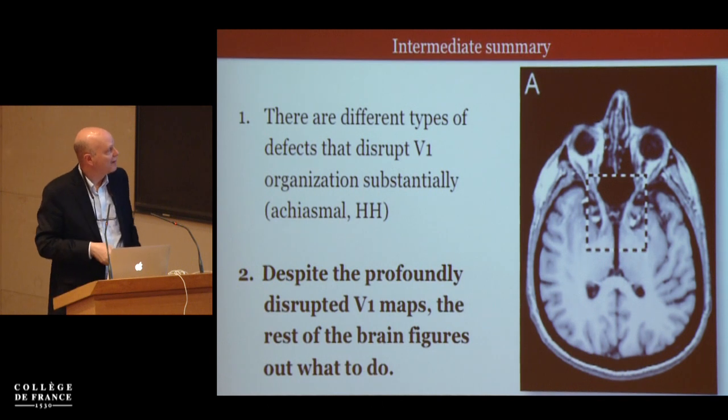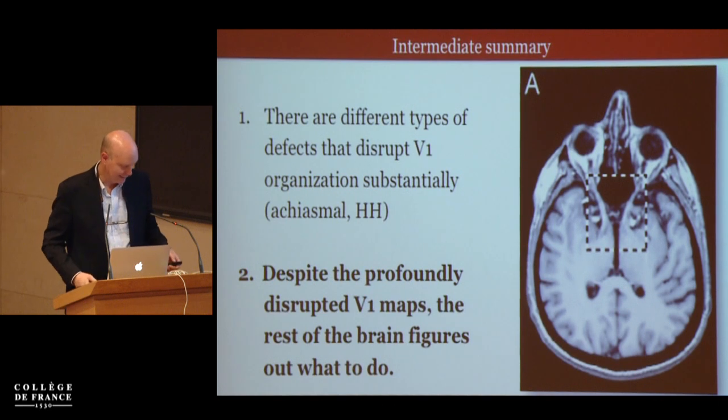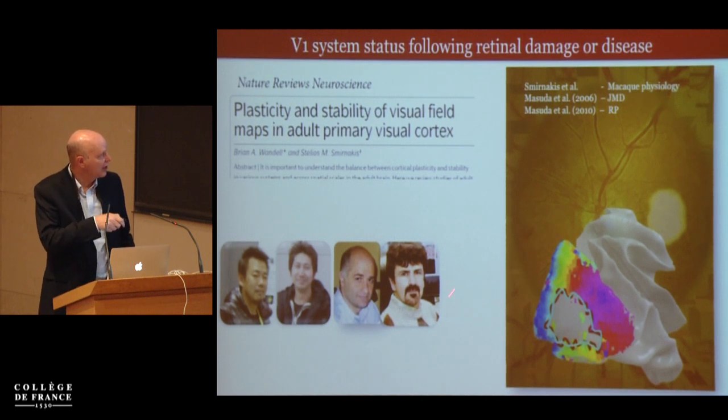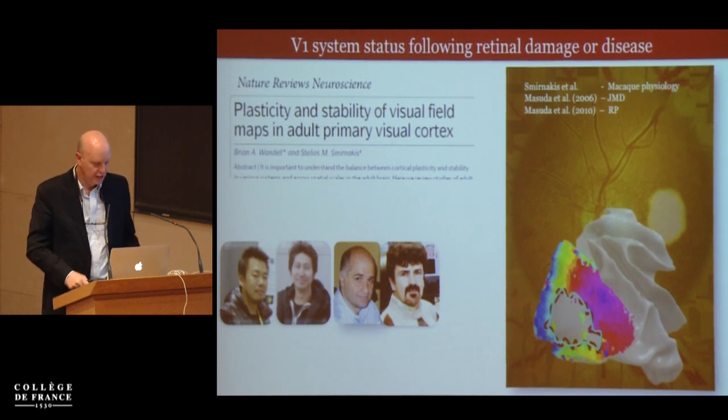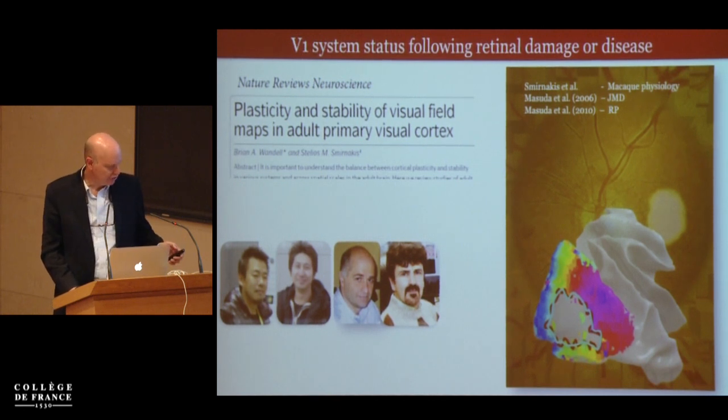Okay, so despite the profoundly disrupted V1 maps, the rest of the brain figures out what to do, and I think that's amazing, personally. Okay, so we summarized some of this and what I'm about to tell you next in a paper, in a Nature Reviews piece, particularly, I did that one with Stelios, but this followed on a set of experiments that we did in collaboration with Nikos Logothetis and a series of just wonderful ophthalmologists who came to my lab from Tokyo and studied, about 4 of them, got PhDs with me over the years, and we did a series of experiments, and I'm going to tell you about that.